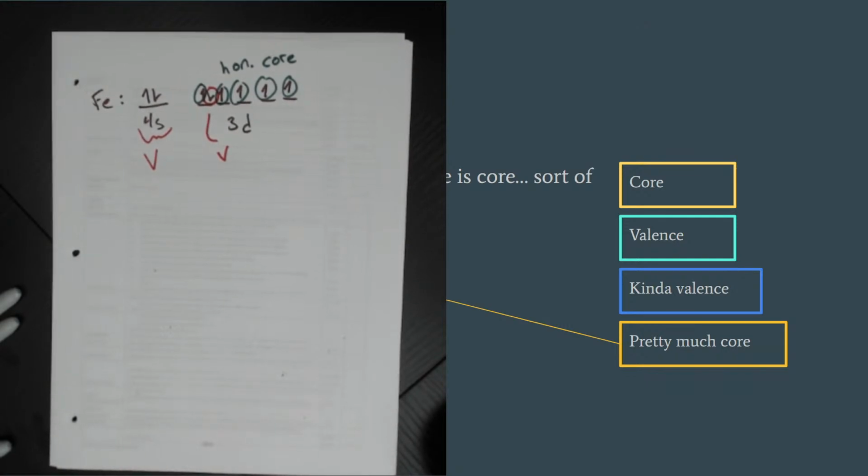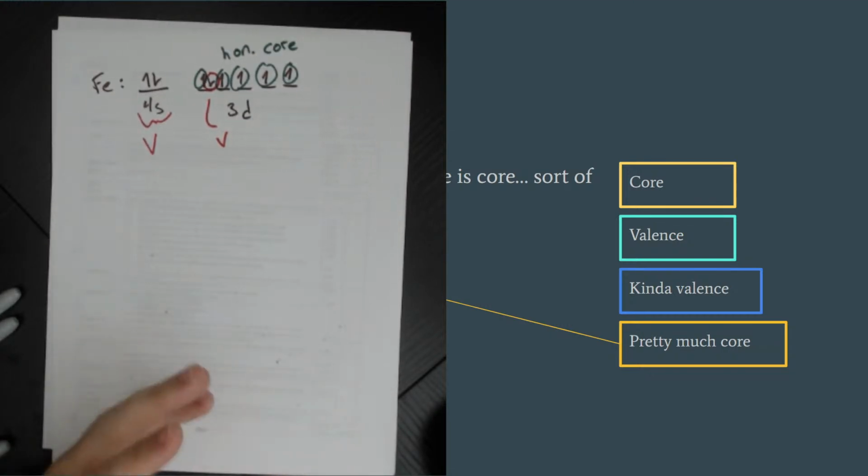Now, the reason I'm going over valence and core again is because valence electrons are very important when it comes to understanding chemical properties and chemical behaviors.